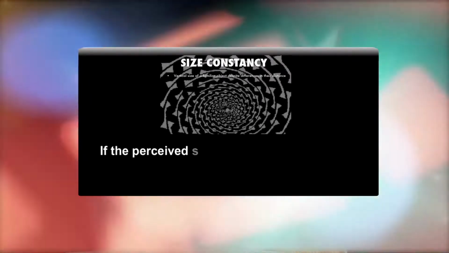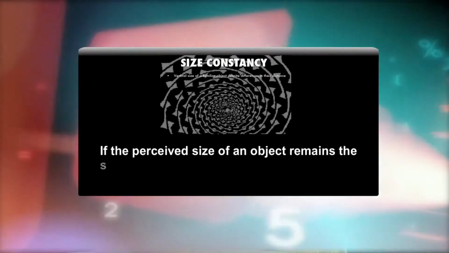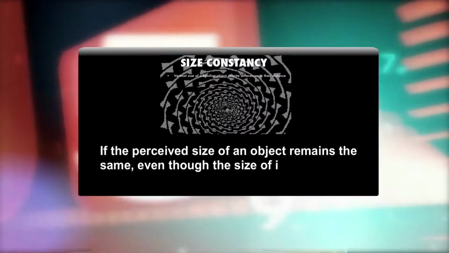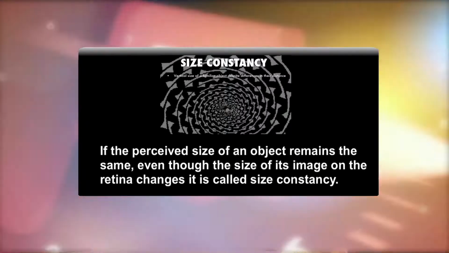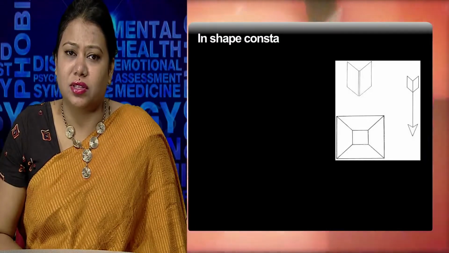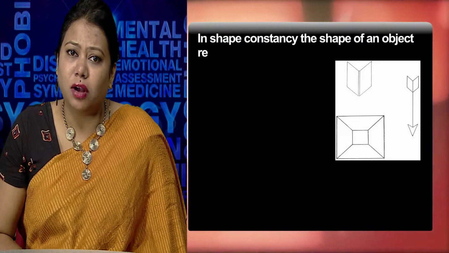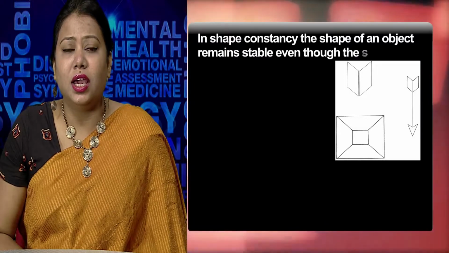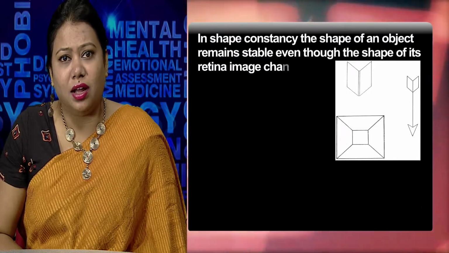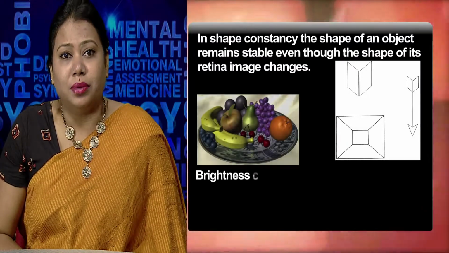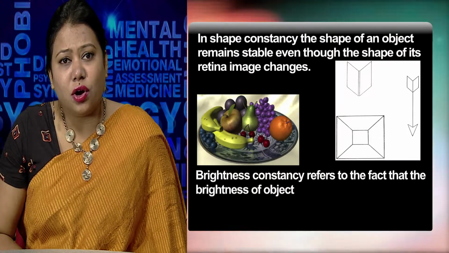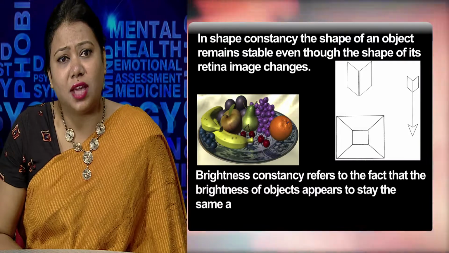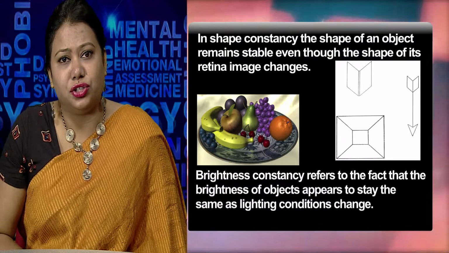If the perceived size of an object remains the same even though the size of its image on the retina changes, it is called size constancy. In shape constancy, the shape of an object remains stable even though the shape of its retinal image changes. Brightness constancy refers to the fact that the brightness of objects appears to stay the same as lighting conditions change.